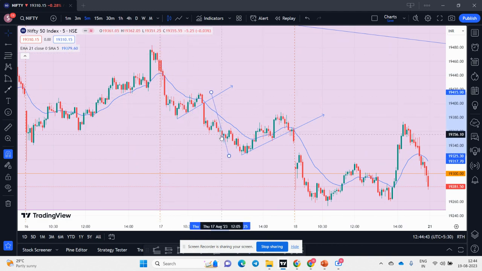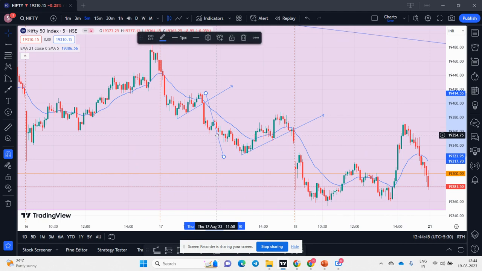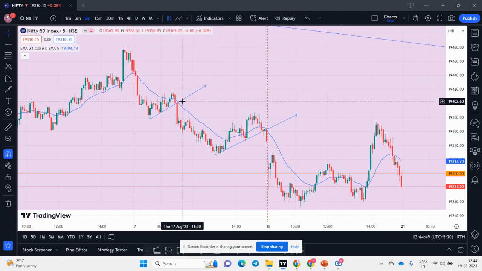Almost, we got the same number of points. We got the same number of points, right? So that is one setup. Probably the second setup also traveled the same way, right? It traveled on the same day, on the same trend line.